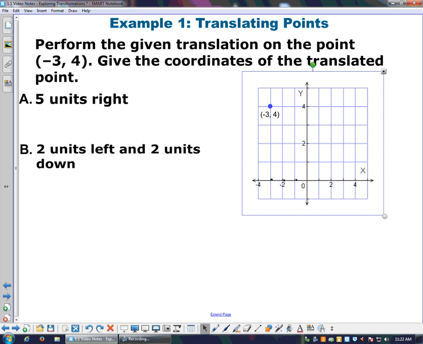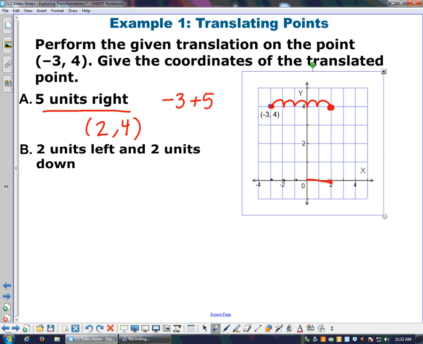For A, we're going to move it 5 units to the right. If I move it 5 to the right, that's going to affect the x value. So 1, 2, 3, 4, 5. My new point would end up right there, at the point (2, 4), 2 to the right of the origin and then up 4. Again, that's the same as just taking our x value and adding 5 to move it to its new position.